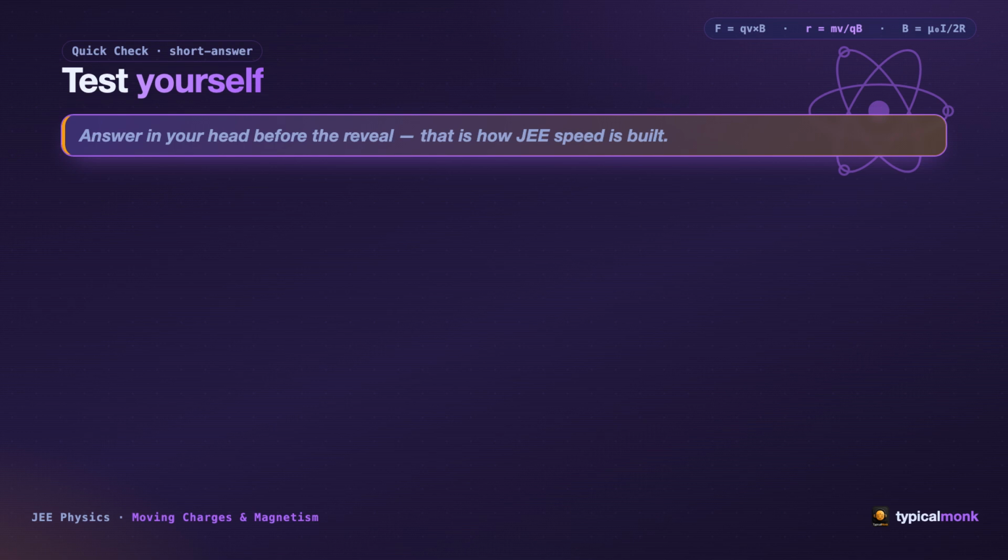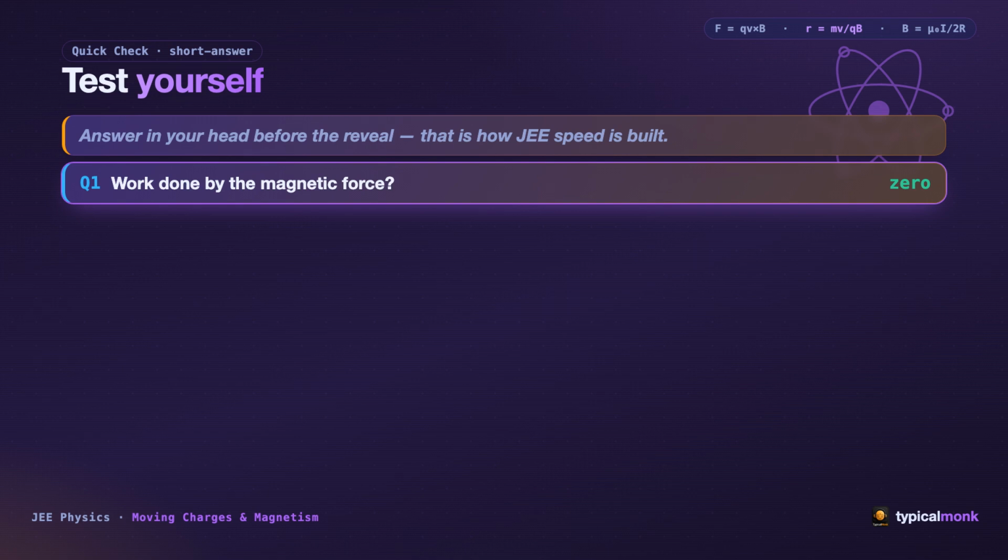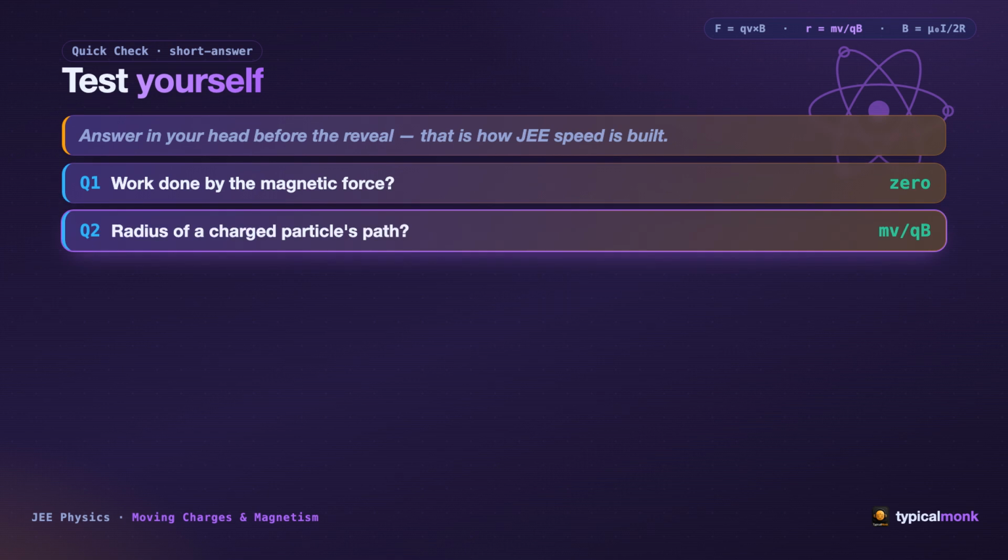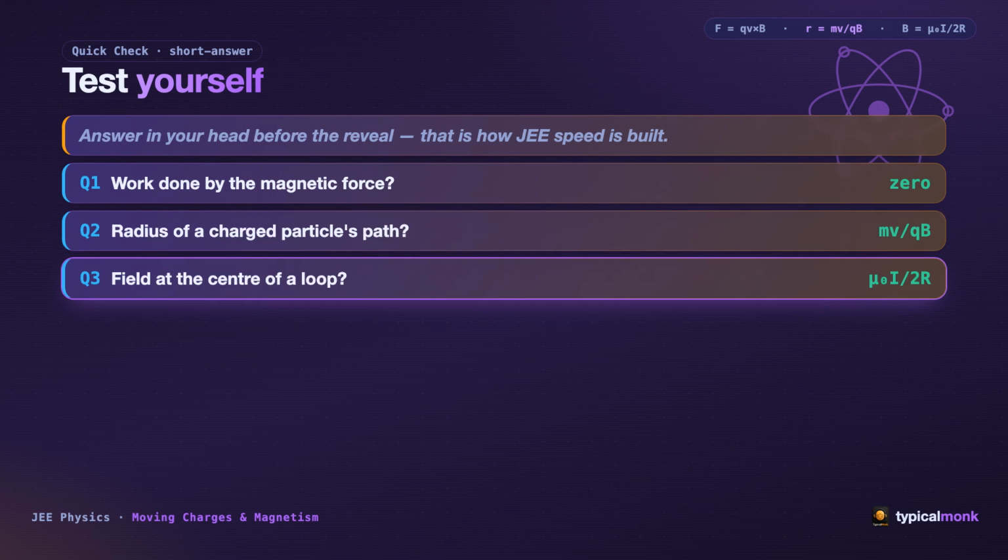Now, test yourself. Answer in your head before the reveal. That is how JEE speed is built. Here we go. Question 1. The work done by the magnetic force on a moving charge. 0, always. Question 2. The radius of a charged particle's path. mv over qB.